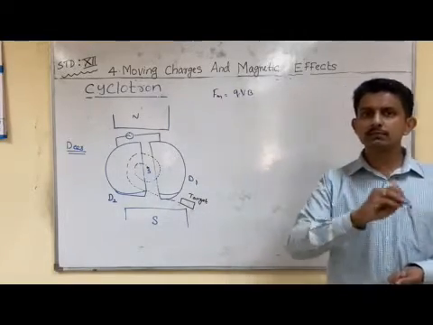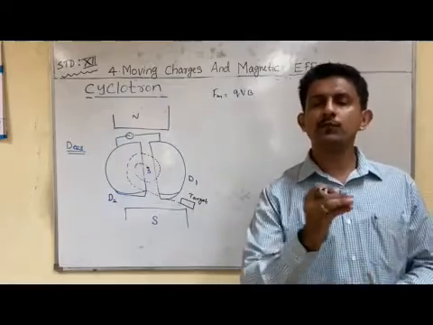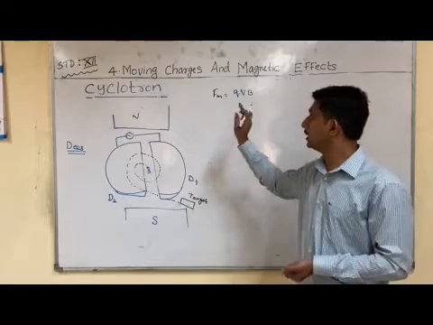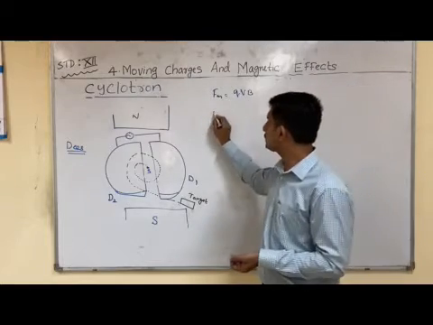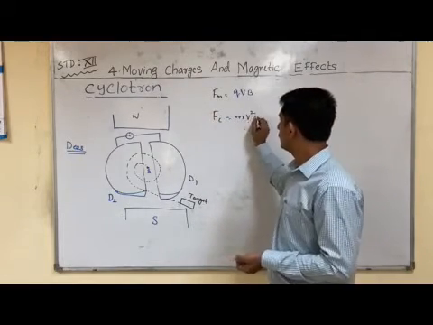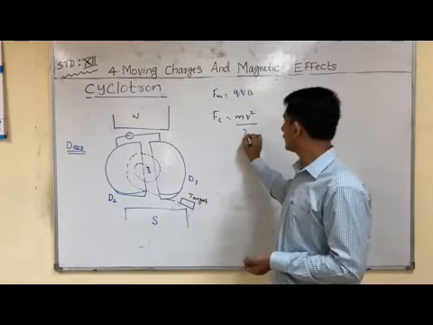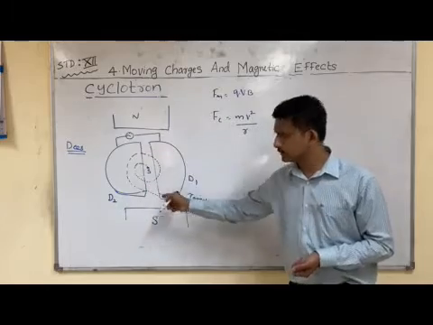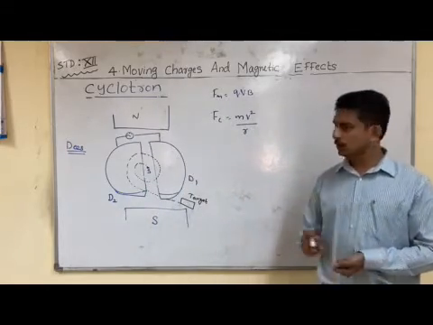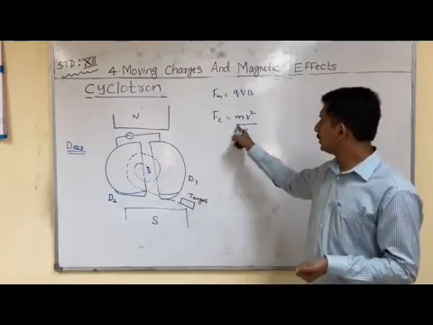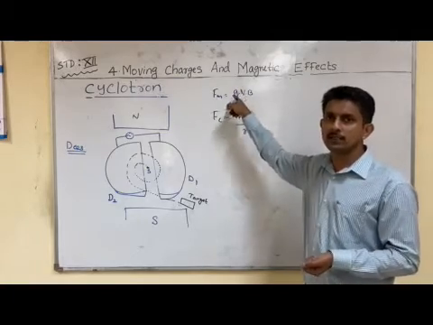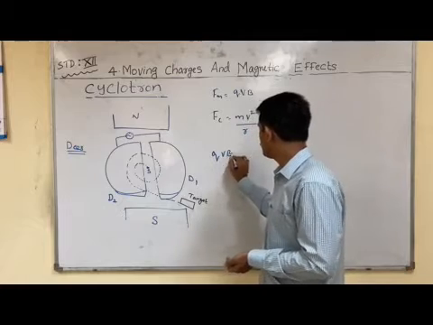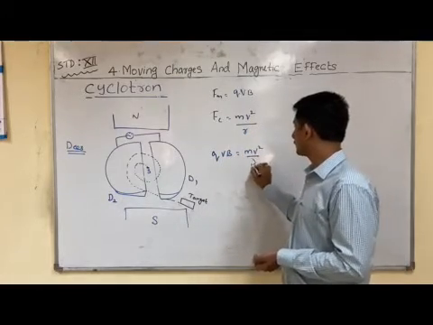Any particle moving in a circular path needs a centripetal force. This centripetal force is provided by the magnetic force only. If R is the radius, then mv square divided by R is the necessary centripetal force for particles moving in a circular path. So we can write the equation as qvB is equal to mv square divided by R.